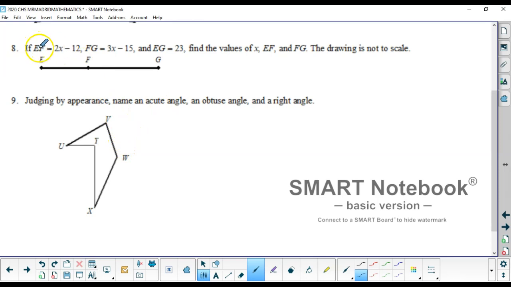And 8, we have if EF equals 2x minus 12, FG equals 3x minus 15, and EG equals 23. Find the value of x, EF, and FG. The drawing is not to scale. All right. So 2x minus 12, 3x minus 15, EG is 23. Okay.